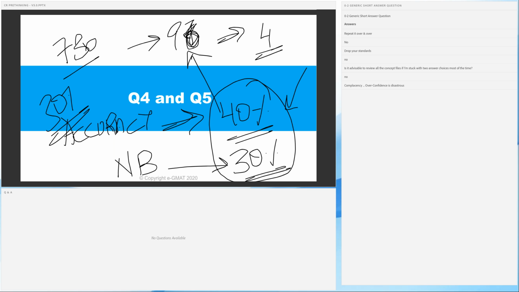No. Is it advisable to review all the concept files if I'm stuck with two answer choices most of the time? Absolutely not. It's advisable to do the causal error log. Please go revise the error log module 3 times. Please, please, please.